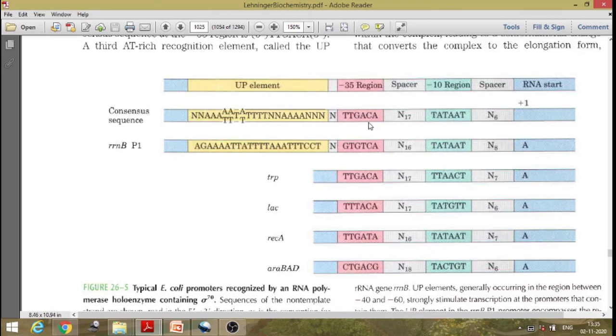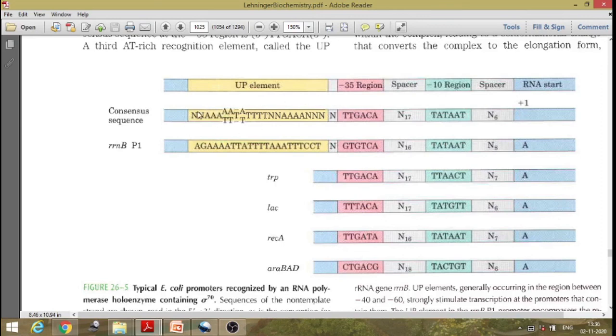And apart from these two regions, there is another recognition element called the UP element. UP means upstream promoter, which is upstream of these regions. This is the UP element, the upstream promoter, and this is an AT-rich recognition element. If you look at the sequence, you will find it is AT rich, and it occurs between positions -40 and -60.